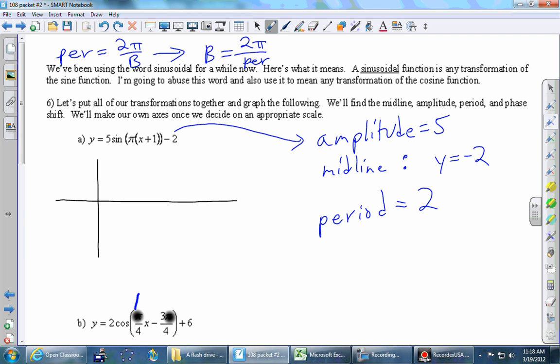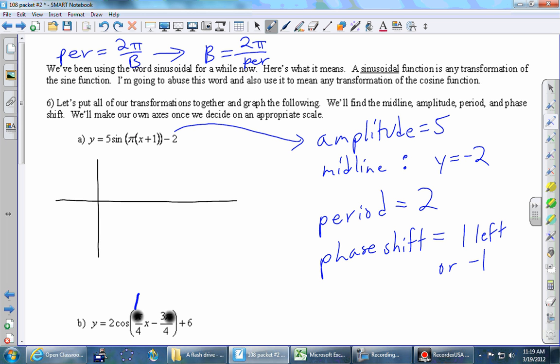Okay, and then there's one more thing, the new thing for today, and that's the phase shift. So first, can you guys point? Are we going left or right? That +1 says we go left. And the phase shift for me is how far we are going. And how far are we going? We are going 1 left. So I'm going to say 1 left. Or if you wanted to say -1 is the phase shift to indicate left. Left 1.